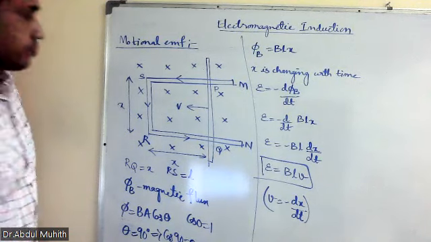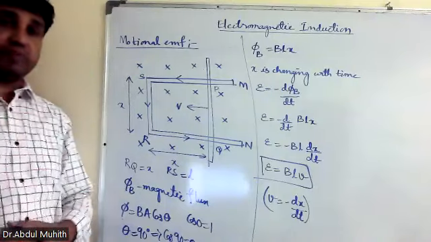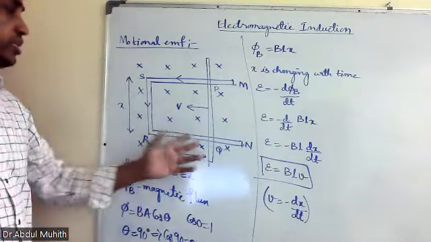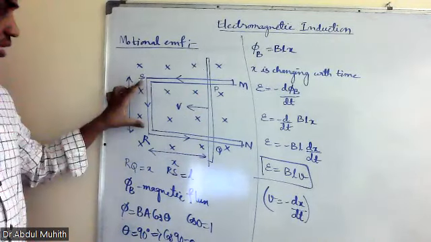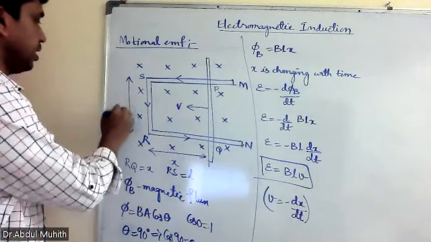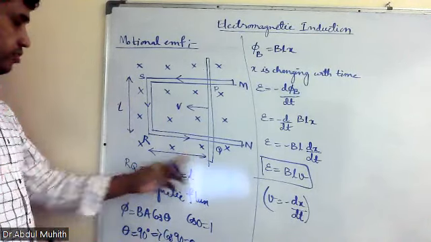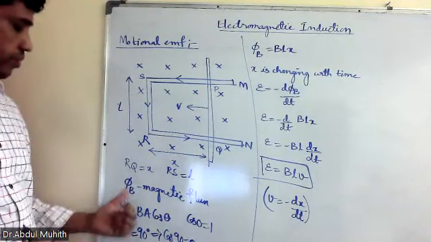Once again, see here, there is a rectangular frame placed in the magnetic field, perpendicular to the magnetic field. PQRS is a frame. Here PQ is a movable wire. L is the length and x is the width, which is changing. RQ is equal to x and RS is equal to L. Phi B is the magnetic flux.